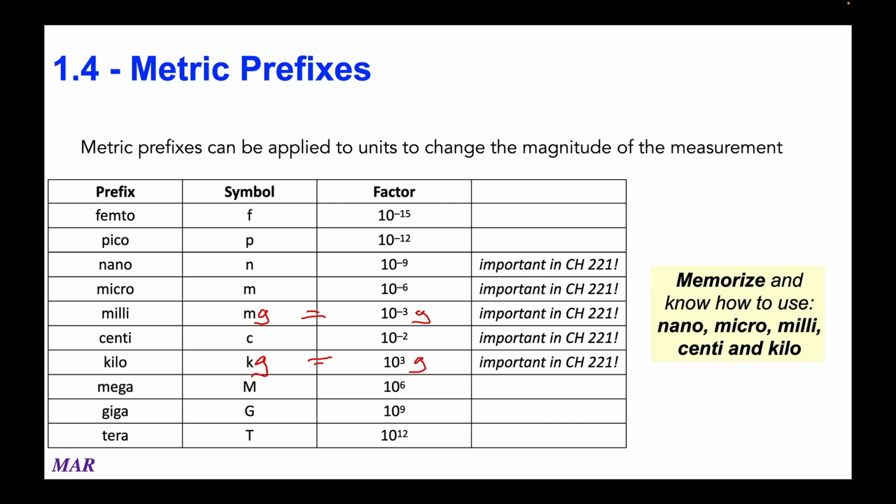You can see there that there are 5 metric prefixes I really want you to know. I want you to memorize them because we're going to use them a lot: nano, micro, milli, centi, kilo. Those 5 we're going to use quite a bit. And if we do use them, you've got to know what the prefix is. So milli, 10 to the minus 3, centi, 10 to the minus 2, etc.